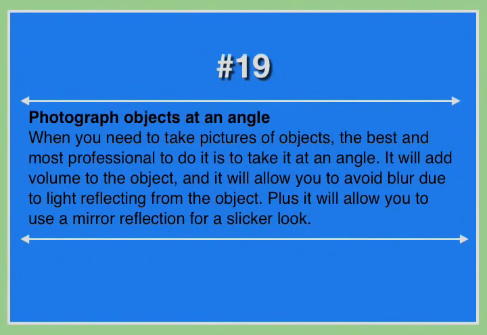Number 19. Photograph objects at an angle. When you need to take pictures of objects, the best and most professional thing to do is to take it at an angle. It will add volume to the object and it will allow you to avoid blur due to light reflecting from the object. Plus, it will allow you to use a mirror reflection for a slicker look.